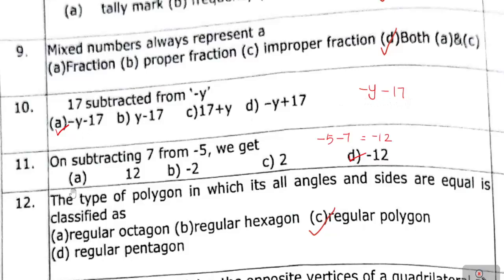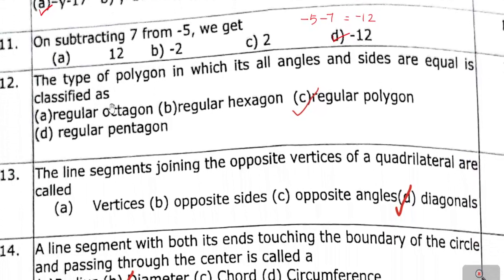The 11th question, subtracting 7 from minus 5. So first you have to write minus 5 and then you can write minus 7. So the answer is minus 12. The minus 5 minus 7. So you have to add these two numbers and put the negative sign. So minus 12.